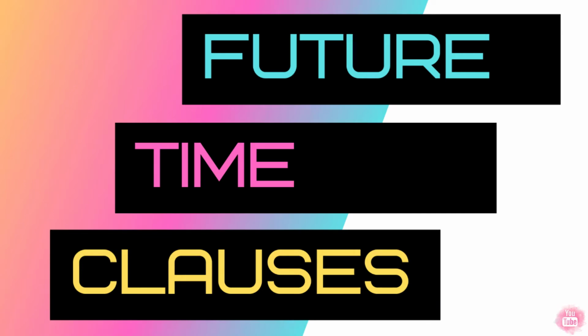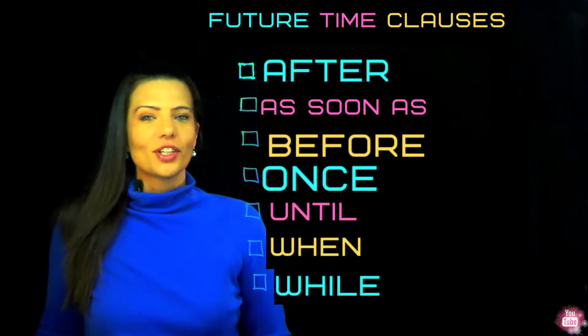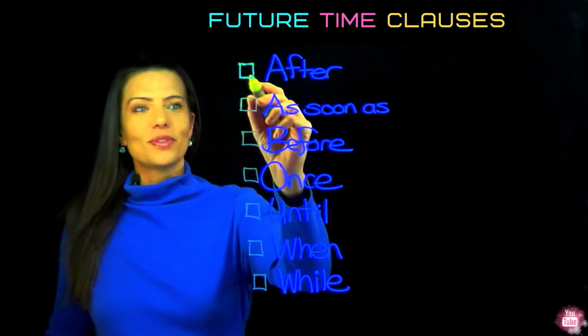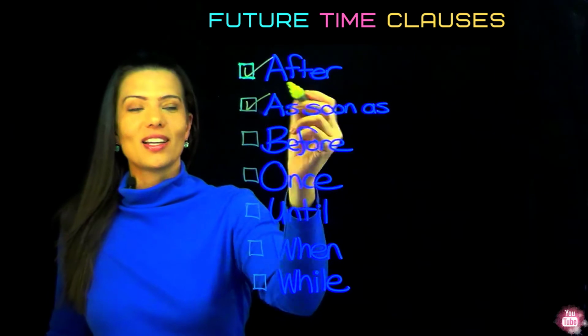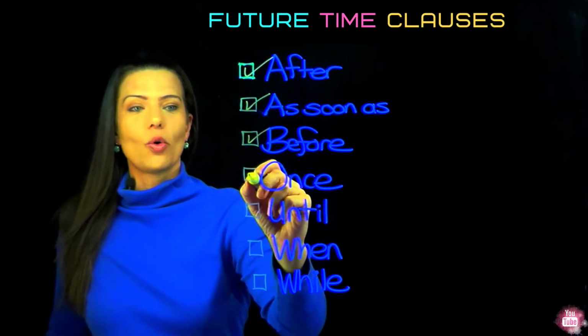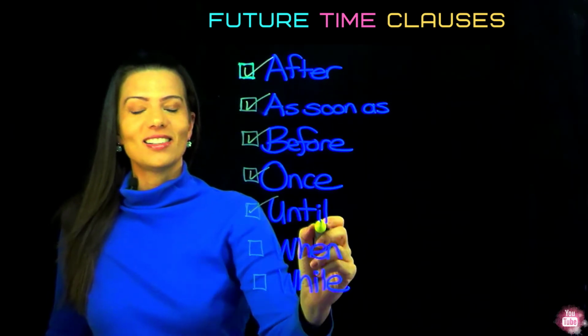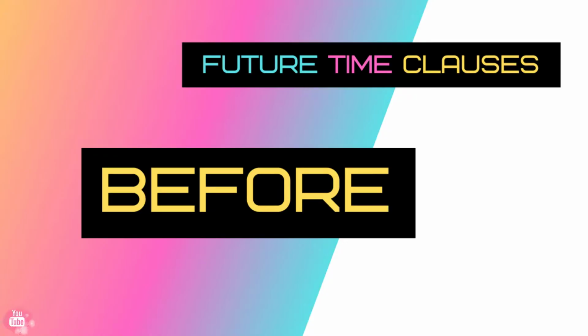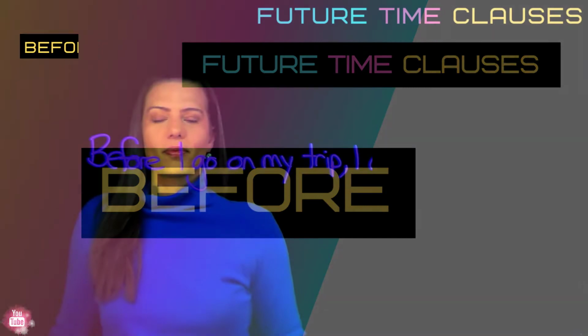In this video, we're going to look at how to form and use future time clauses. You're going to learn their form and function, and we're going to take a look at how to use after, as soon as, before, once, until, when, and while. Let's take a look at our first example.